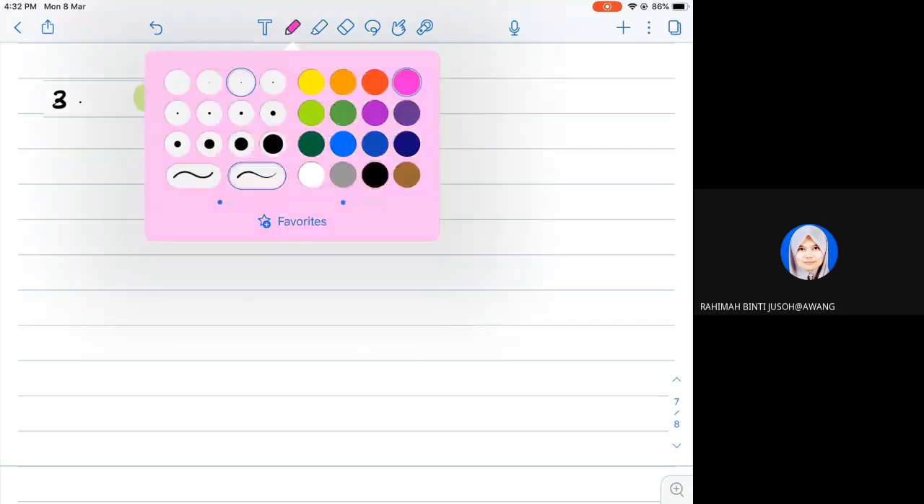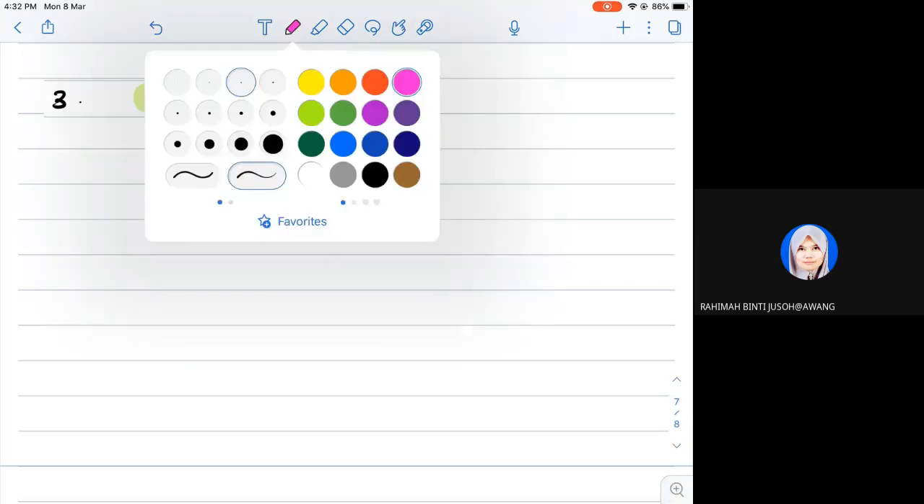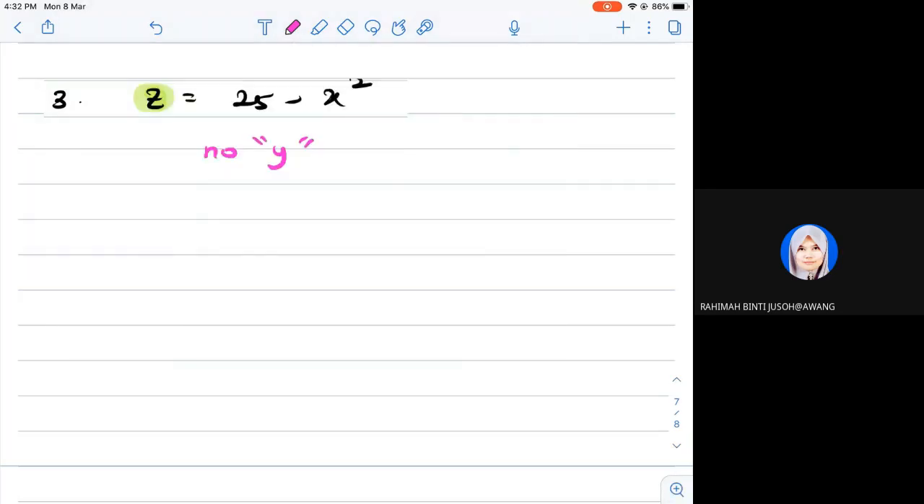No Y. Okay, so now straight away saya lukis 3D lah. So there is no Y here and then subjek kita Z. Okay, atas bawah, tapi dalam kes ni dia menghadap ke mana? Menghadap ke bawah. Very good. Dia menghadap ke bawah, yes. Tapi shifted to 25.